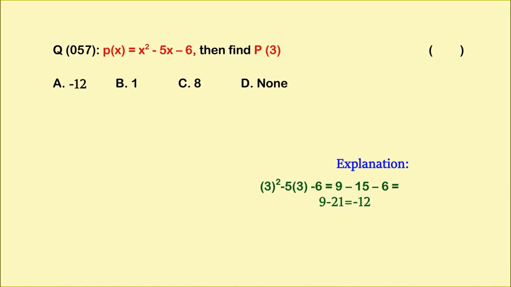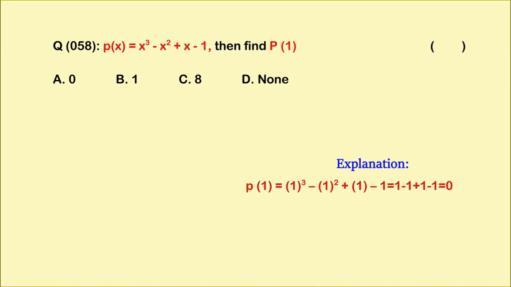Question number 57. P of x is equal to x square minus 5x minus 6. Then find P of 3. If you substitute 3 in place of x, we get 3 square minus 5 into 3 minus 6. That is equal to 3 3s are 9, 5 3s are 15, minus 6. So 9 minus 15 minus 6 is equal to 9 minus 21. So the right answer is minus 12. So the right answer is A.